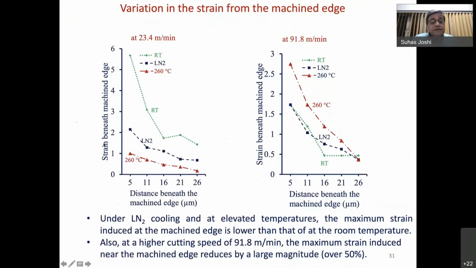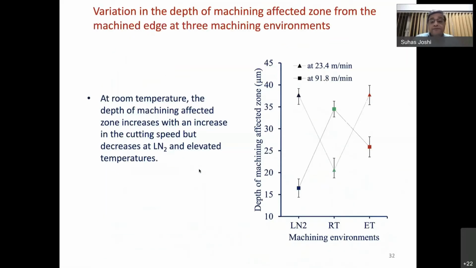So for the strain beneath the surface, you can see that there are larger strains at room temperature. At LN2, the strains are lower, and obviously at the high temperature, the strains are much smaller because, maybe, of the depth of machining.